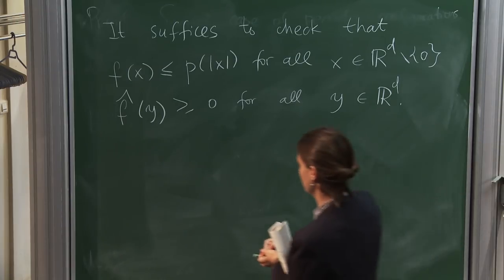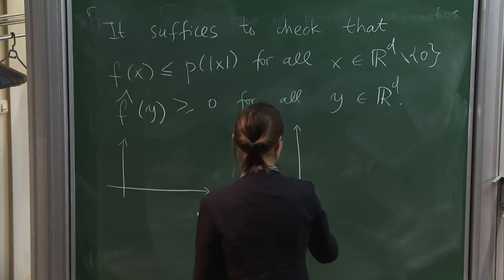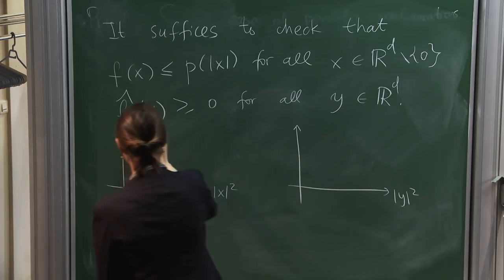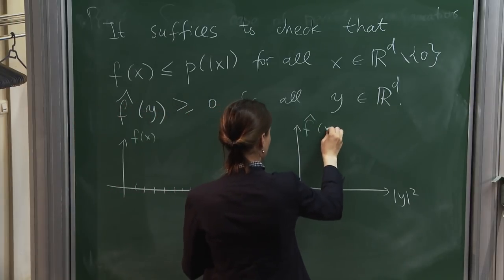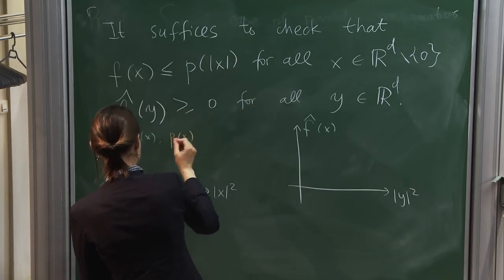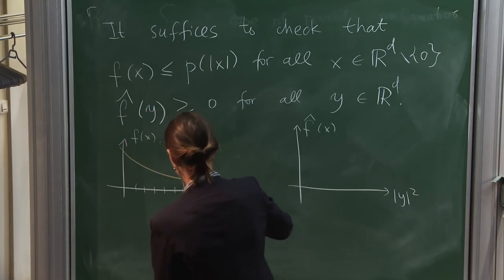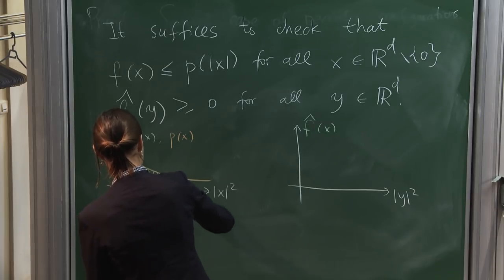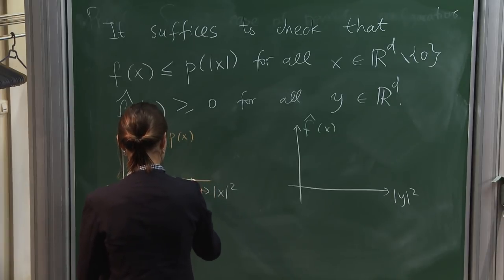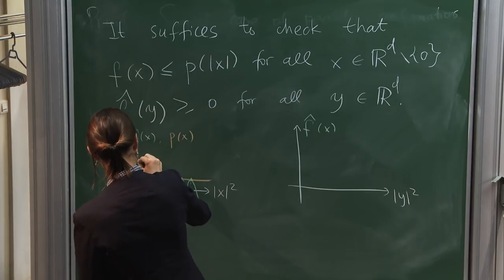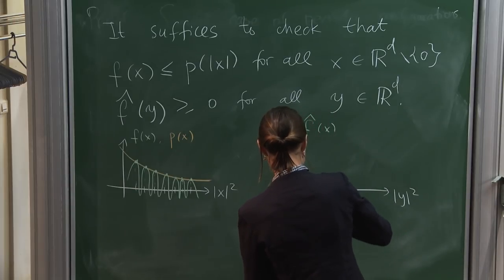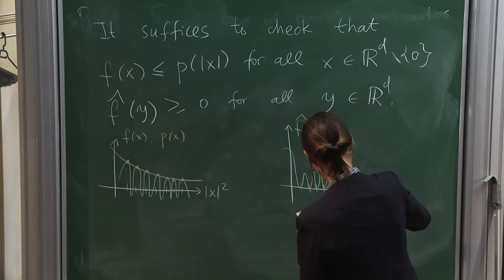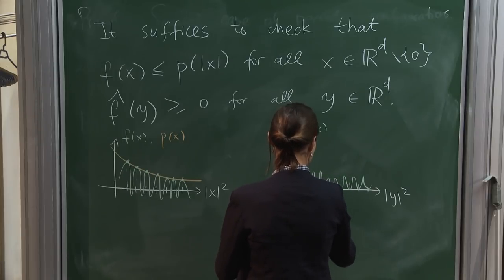So if we have our potential, which looks something like this, then our function f has to be like this. And the Fourier transform has to be something like this. Again, it vanishes at all these points.